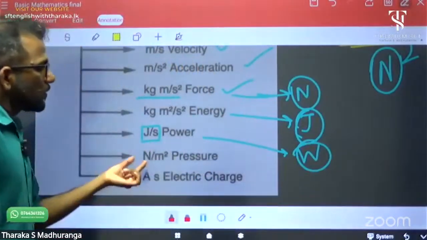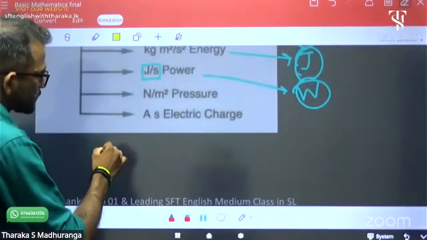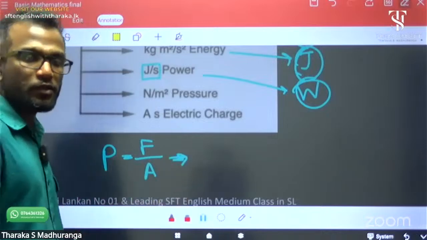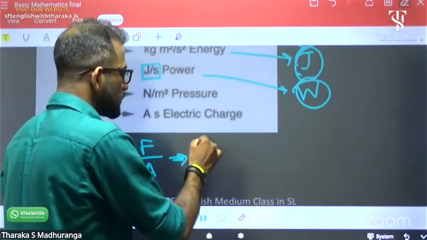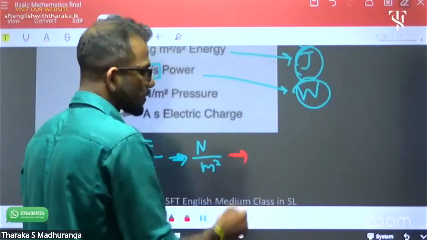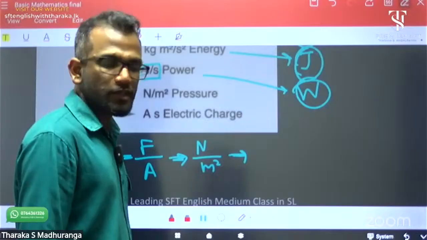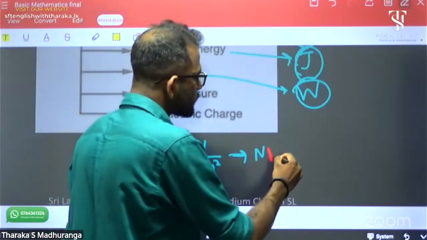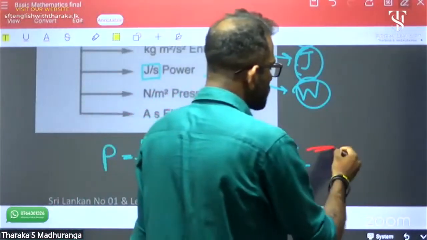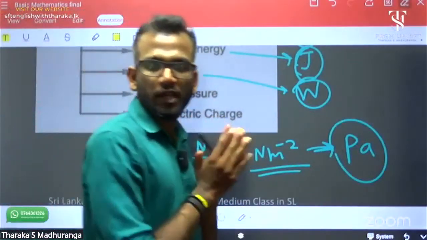Interesting, right? Okay, pressure. Do you know the meaning of pressure? Pressure equals perpendicular force divided by cross-sectional area. If we work out the unit, what do we get? Force unit is Newton. Area unit is square meter. Yes, Jansi. But the actual unit is N m minus 2, right? But as a standard unit we use Pascal.